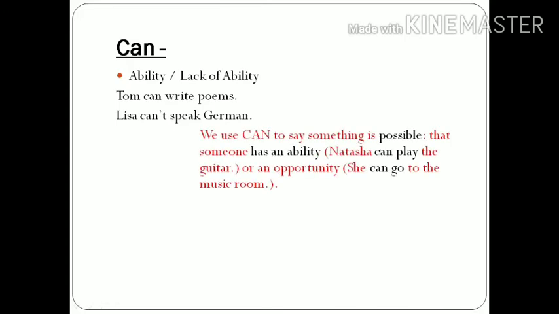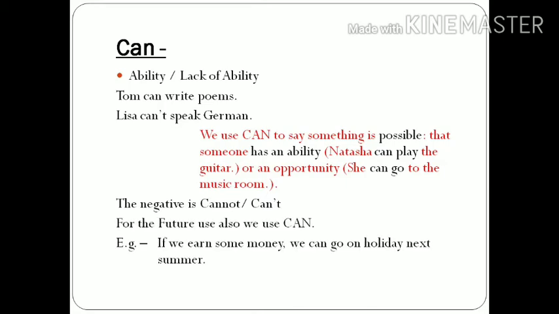So we can say that can is used to say something that is possible or that someone has an ability or an opportunity. Quickly look at the examples. And the negative of can is cannot or can't, which shows the inability. In the second example, you can see that Lisa can't speak German is a perfect example of a negative verb. In future also, we can use can. The example is, if we earn some money, we can go on holiday next summer.